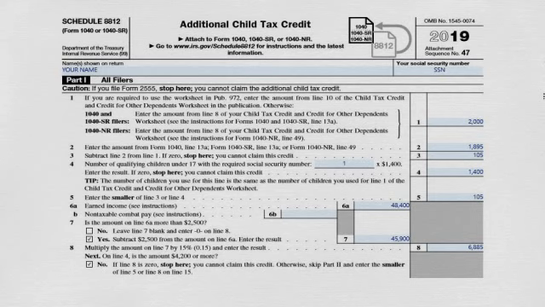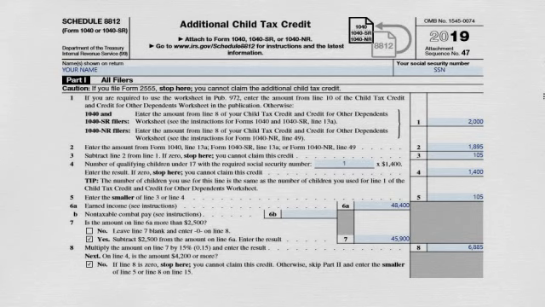On line 4, put $1,400 as they instruct. On line 5, put the smaller of the two, which is $105. On line 6A, put your earned income, which is $48,400. Subtract $2,500 from that to arrive at $45,900 on line 7.